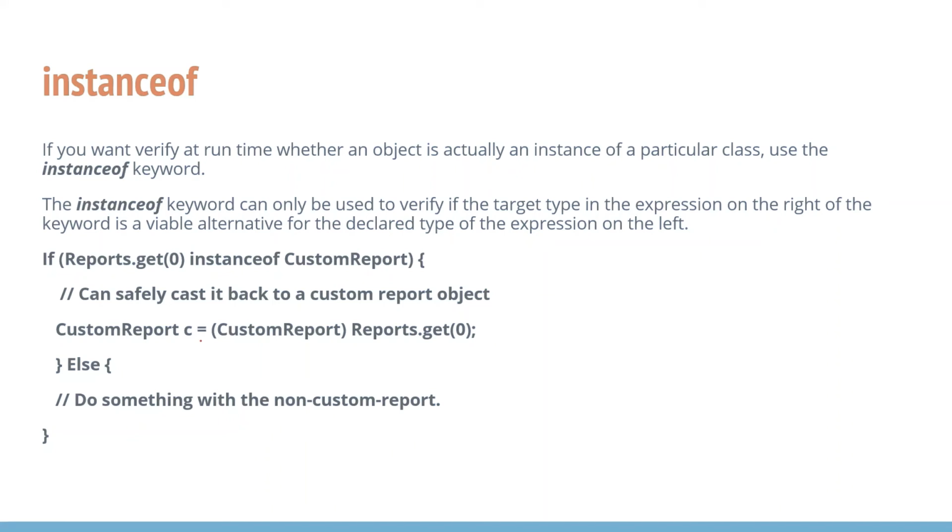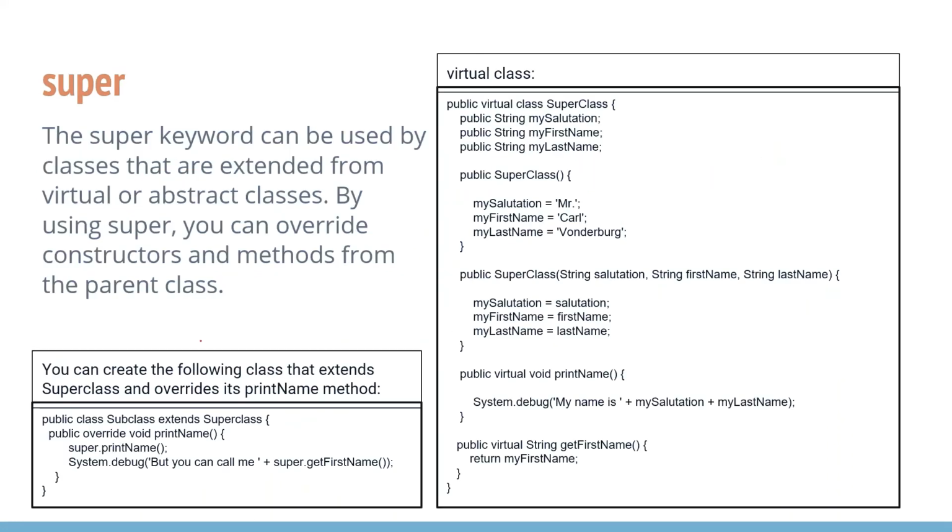For example, if reports.get(0) instanceof CustomReport, then CustomReport customReport = (CustomReport) reports.get(0). If it's a custom report, then it will typecast it. Otherwise, do something with the non-custom report, because that report is not a custom report.